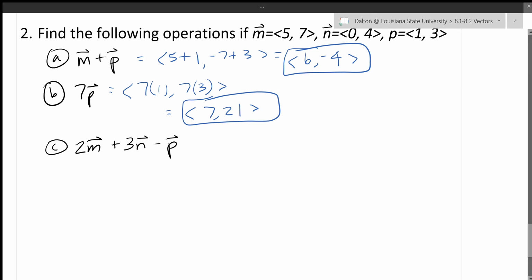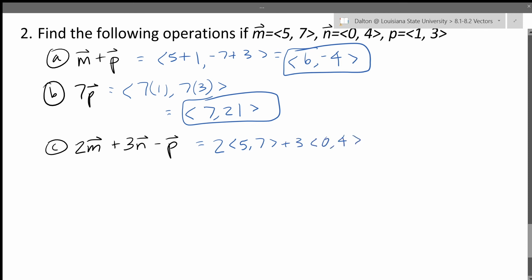Then you kind of want to take this one step at a time. Okay, this is going to equal 2 times vector m. So let's write that out. That'll be 2 times 5, 7, plus 3 times vector n, which is 3 times 0, 4, minus vector p, which is 1, 3.